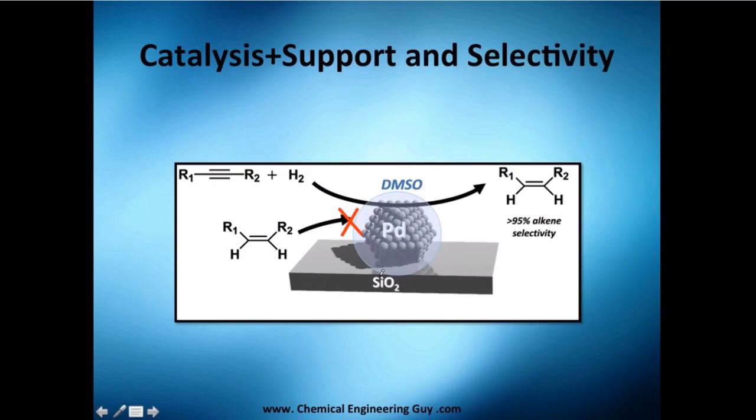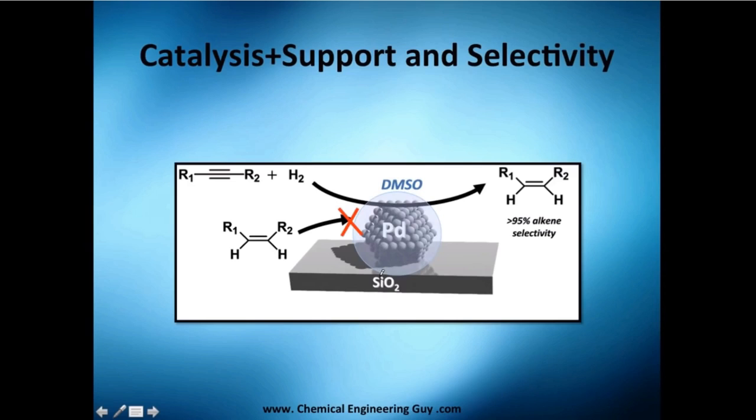Next, to give you a clearer picture of how the support catalyst works, we provide this picture, which is the hydrogenation of alkyne. In order for this reaction to occur, it will need palladium as a catalyst.